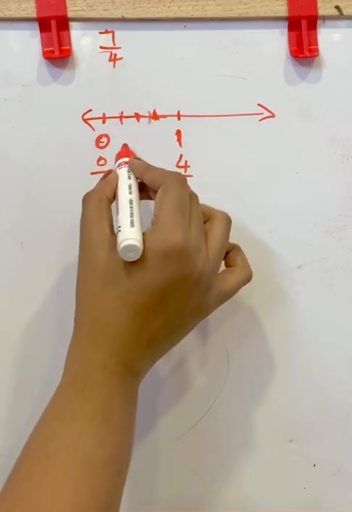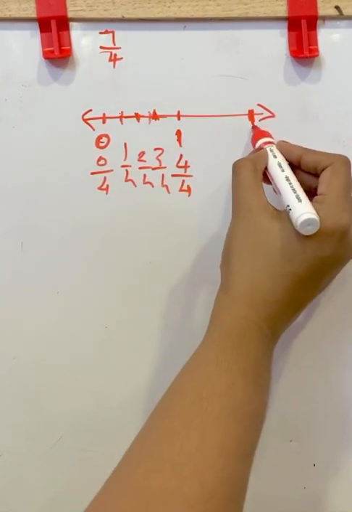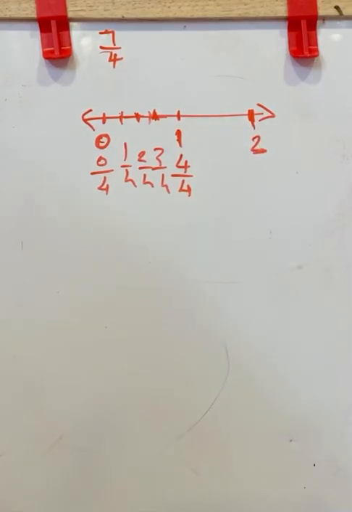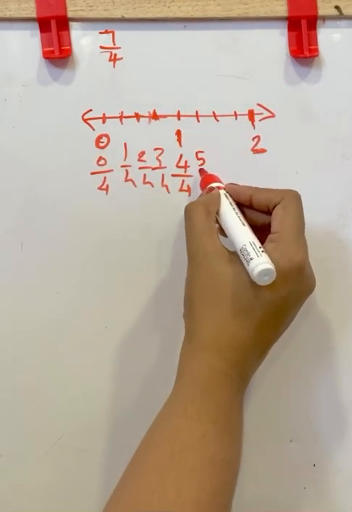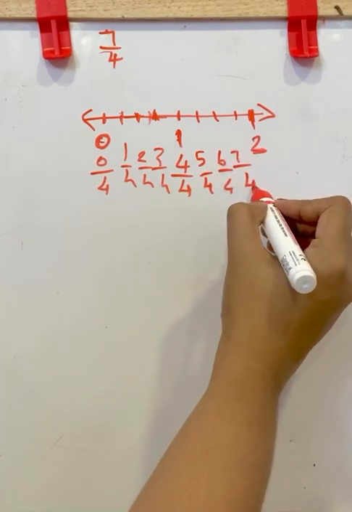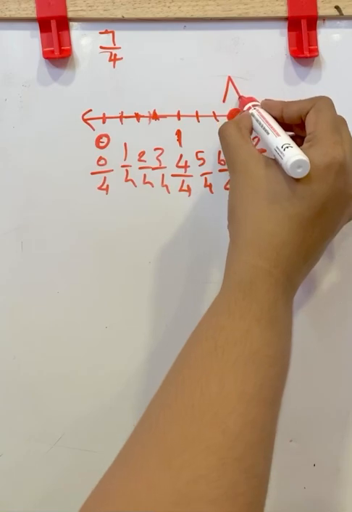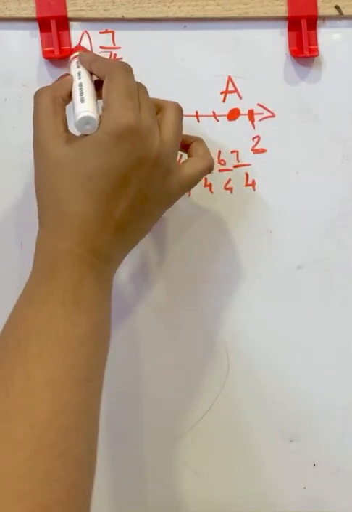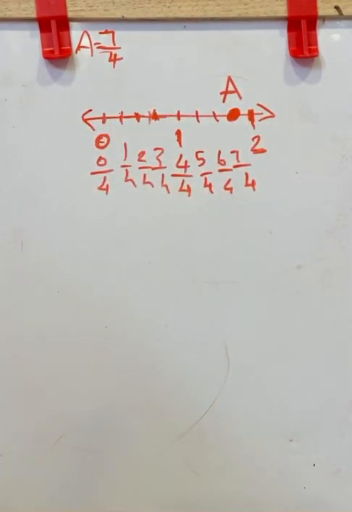That is, 1 will be 4 by 4 and 0 will be 0 by 4. Here we have 1 by 4, 2 by 4, 3 by 4. Now again, here we are dividing it into 4 parts in between 1 and 2. Here after 4 by 4 we'll have 5 by 4. This will be 6 by 4 and the other will be 7 by 4. Now you can mark the point here and name it A. This is the question. Let A be 7 by 4. Then we can name that point as A. We have found 7 by 4.